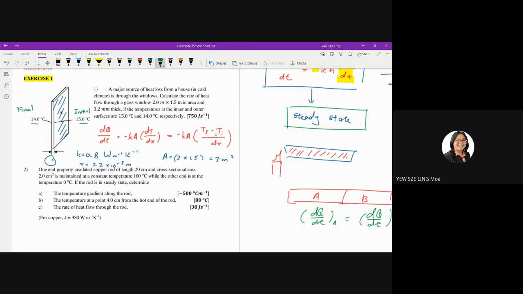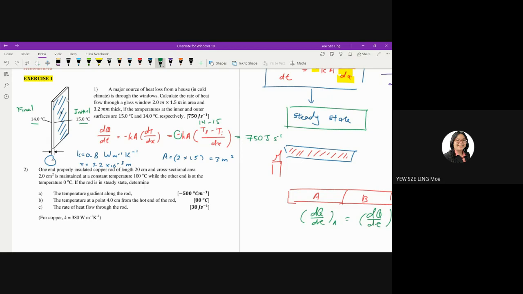So when you sub it into the equation, what are you going to do? It should be 14 minus 15. Therefore, you will obtain a negative value here. 14 minus 15 is equal to negative 1. Negative 1 and this negative, they will cancel out. So eventually, you will obtain a positive value that is equal to 750 joule per second, because you are calculating the rate. So you need to have s^-1 right here. So this is the way to solve question 1. Okay, this is how you solve question 1.